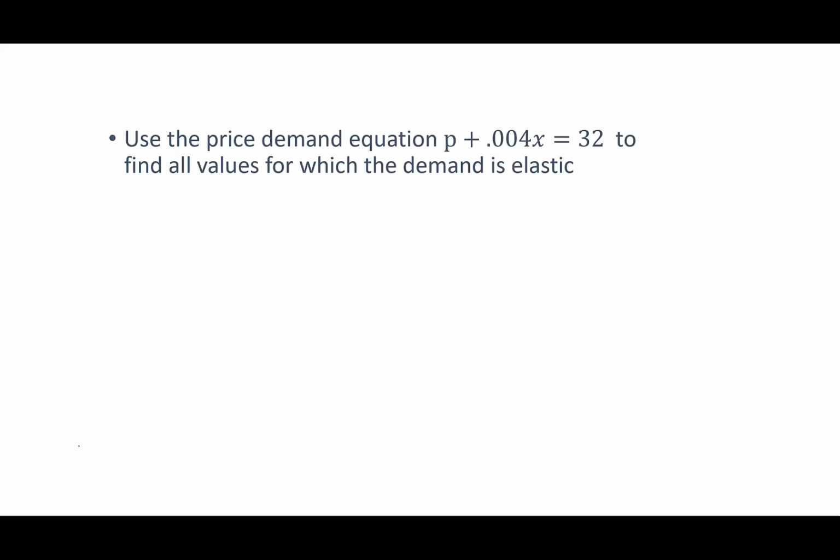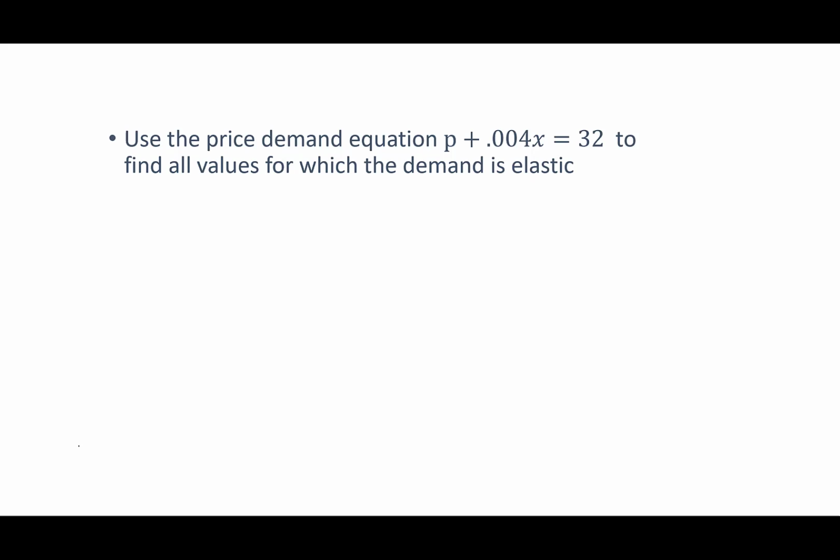In general, we wouldn't want to keep just picking prices and seeing if we should go up or down. What we would want to do is be efficient and try to figure out what price we should charge. So in this example, we use the price demand equation, p plus 0.004x equals 32, to find the values for which the demand is elastic.